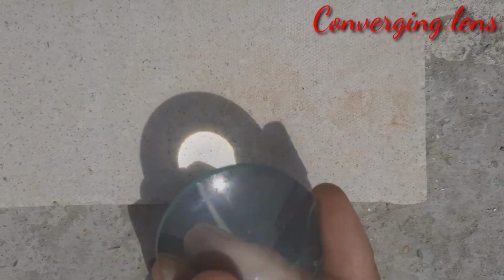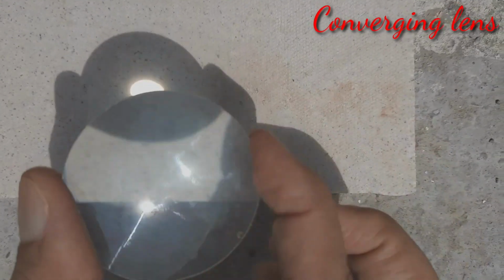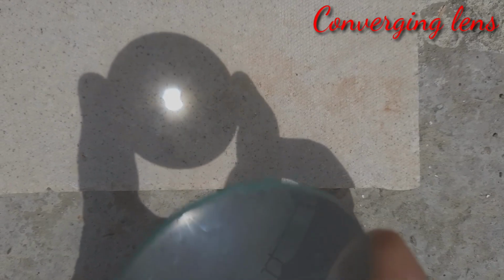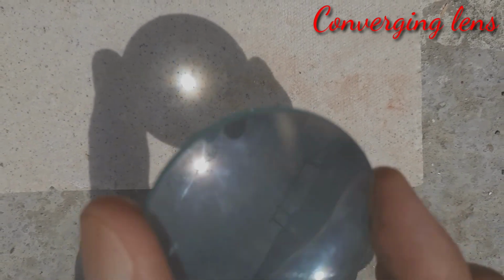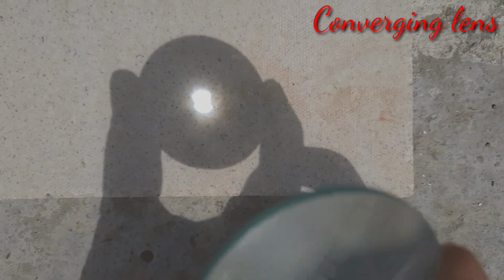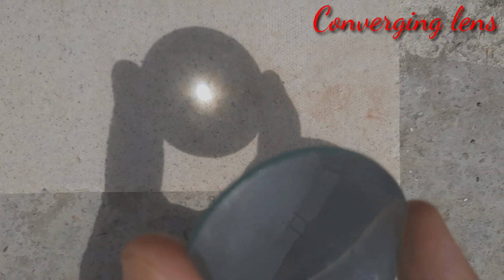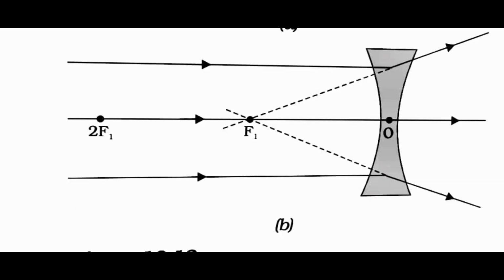In this activity, I'll use the tile and convex lens. I'll try to focus the sunlight on the tile in the form of a sharp spot. I'll adjust the distance of this lens and you'll be able to see the spot.